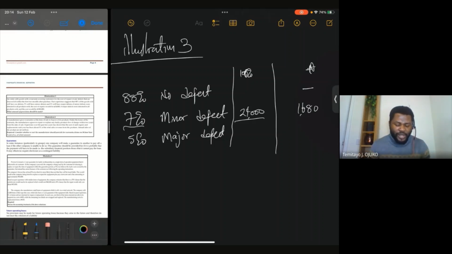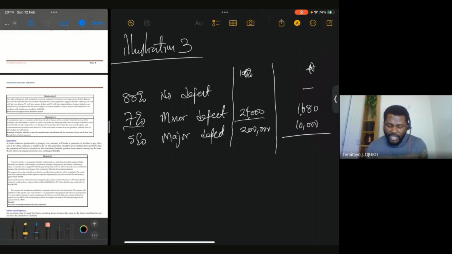Now the next one is, if there's a major defect, which we expect just 5% to have, we are going to be spending 200,000 on all the goods, which is 100% on all the goods. But now we expect that it's only 5% of this 100% that we have a major defect. So we do 5% times 200,000, and that gives us 10,000.